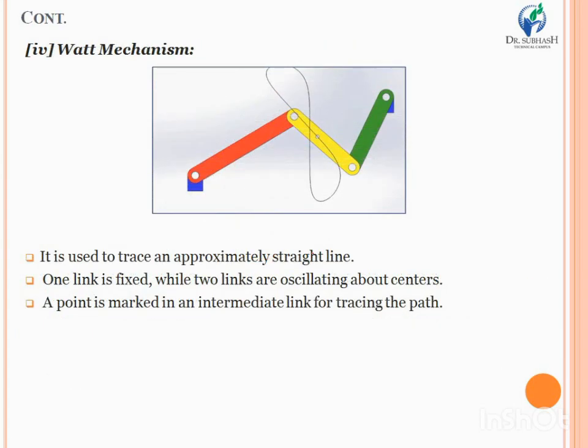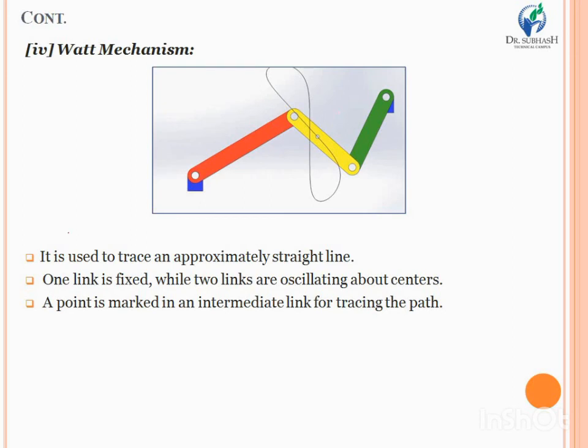And the last inversion of a kinematic chain is the Watt mechanism, and generally it is also based on a 4-bar chain mechanism, and it is specially used to trace an approximately straight line. So this is a very specific application.